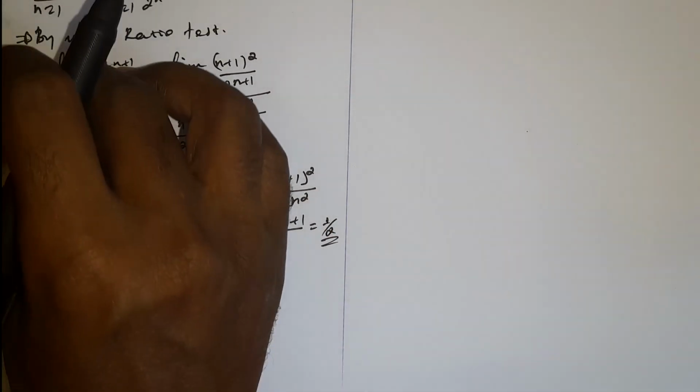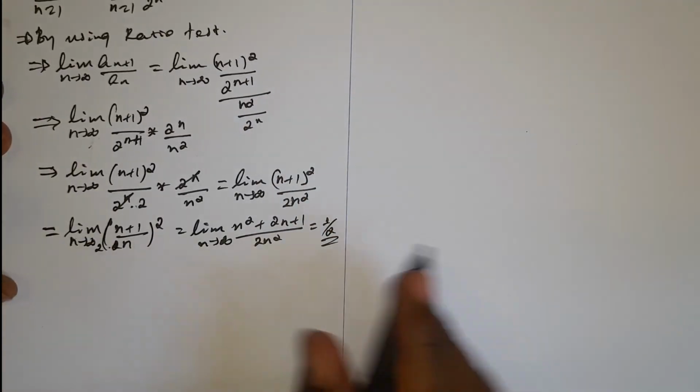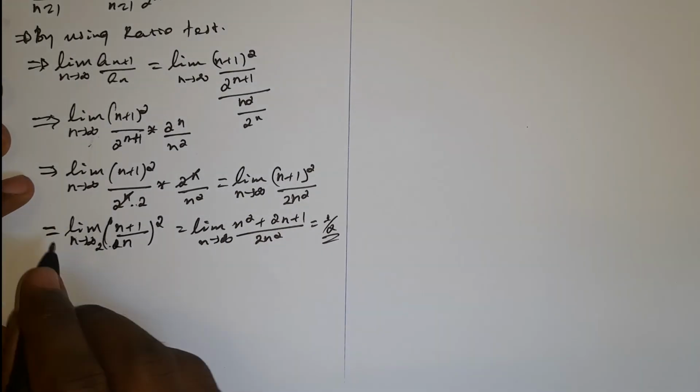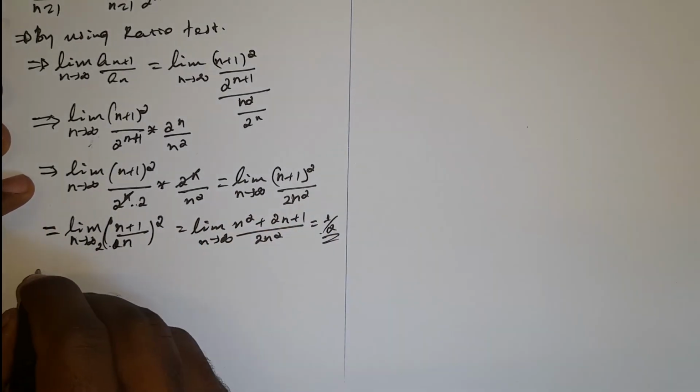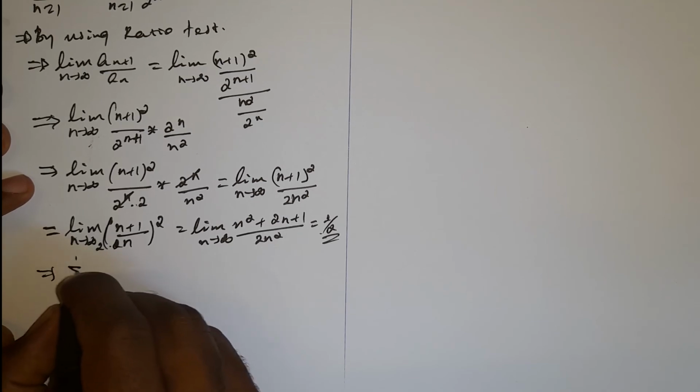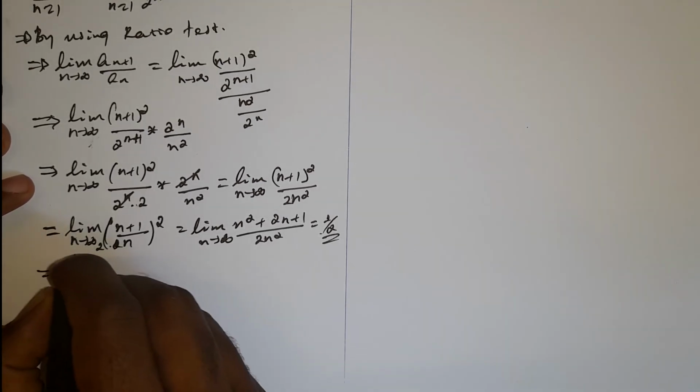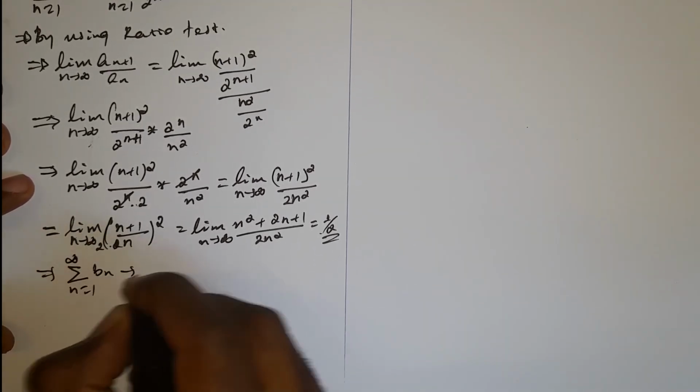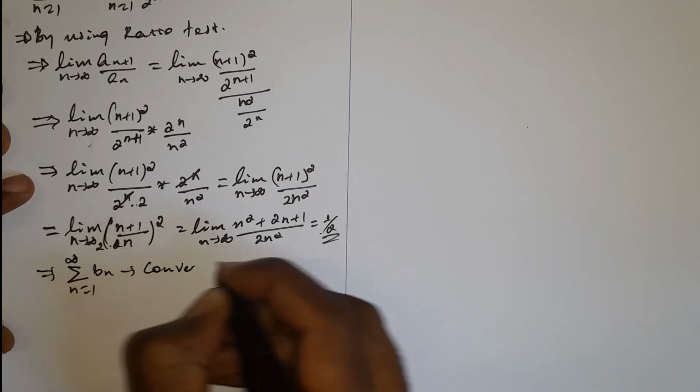So the given b of n is convergent. It converges to 1 over 2. From this we have b of n become convergent.